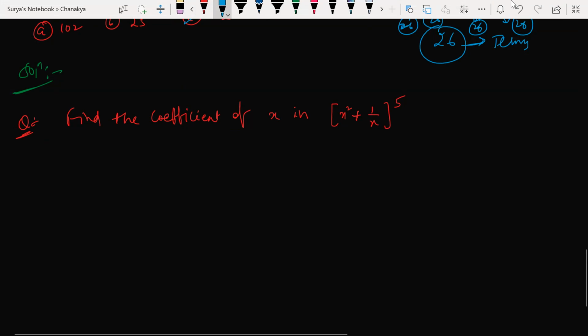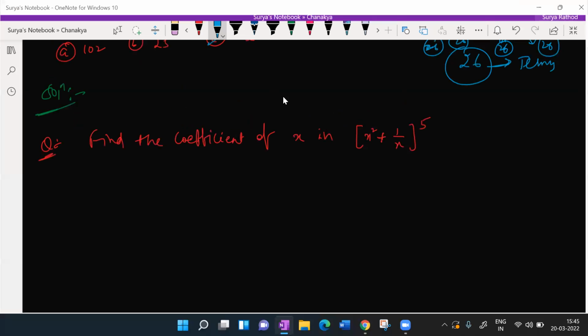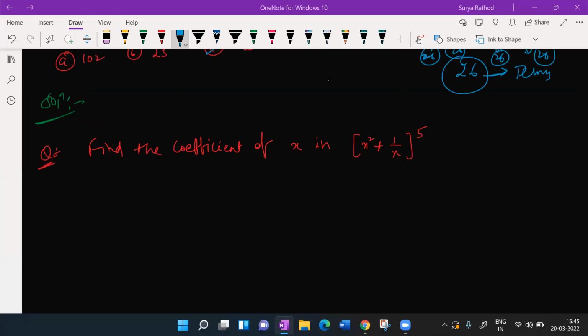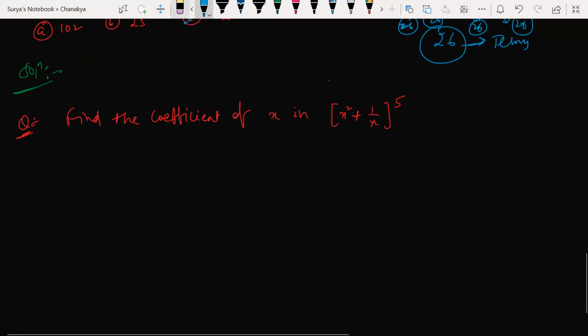Guys, first of all, any idea? No one of you is talking in the class. I need a response from you guys. Please do respond in the class. How can you solve this? I'm asking you to find the coefficient of x in this question.